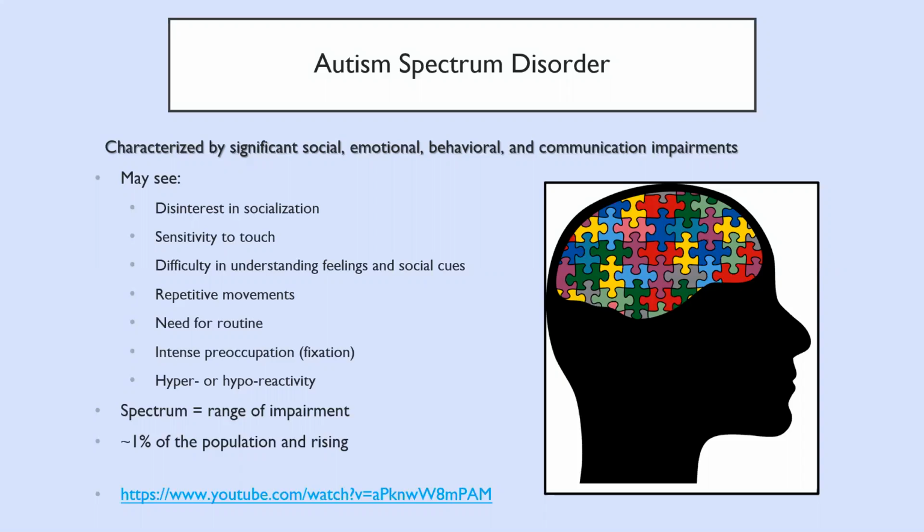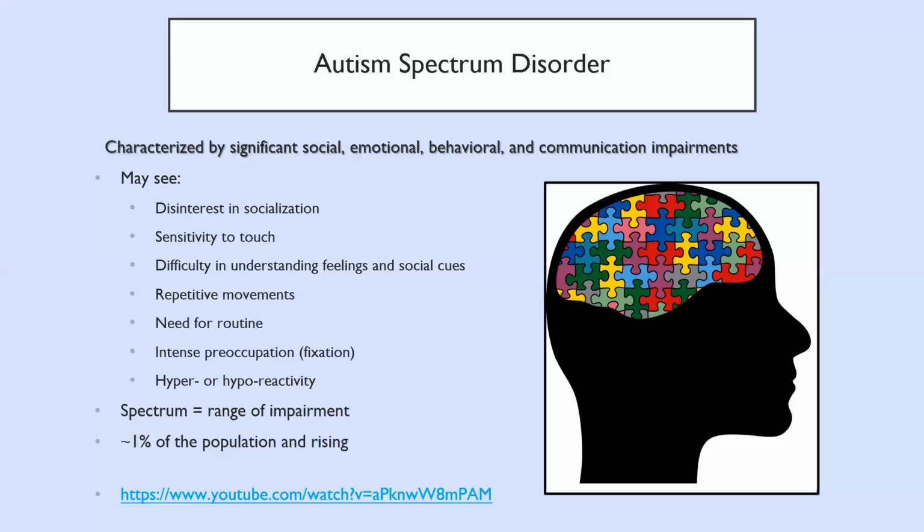They might engage in repetitive movements. They might need to have a very specific routine and feel distressed when that routine is not kept. They might have a specific intense preoccupation or fixation, and they might be hyper or hypo-reactive. So hyper-reactive, you'd be extra sensitive to your environment and to different stimuli, and hypo, you would be undersensitive to that. And again, you can see in the name, autism spectrum disorder, it exists along a spectrum, so there's an entire range of impairment that can happen there.